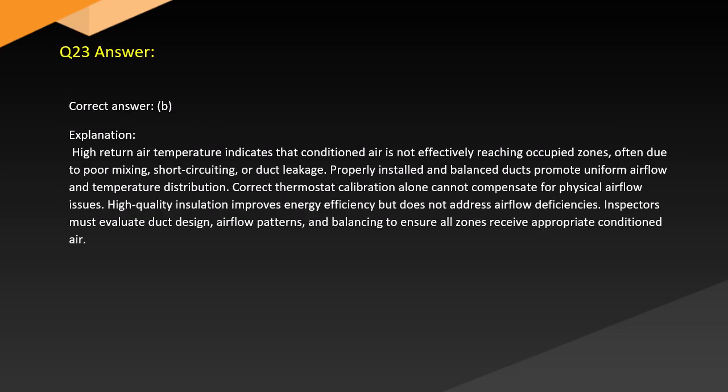Answer. Correct answer, B. Explanation. High return air temperature indicates that conditioned air is not effectively reaching occupied zones, often due to poor mixing, short-circuiting, or duct leakage. Properly installed and balanced ducts promote uniform airflow and temperature distribution. Correct thermostat calibration alone cannot compensate for physical airflow issues. High-quality insulation improves energy efficiency but does not address inefficiencies. Inspectors must evaluate duct design, airflow patterns, and balancing to ensure all zones receive appropriate conditioned air.